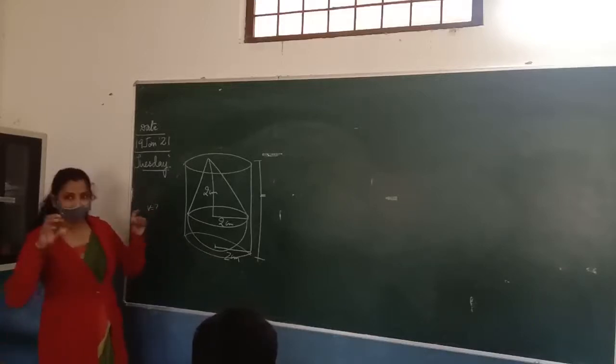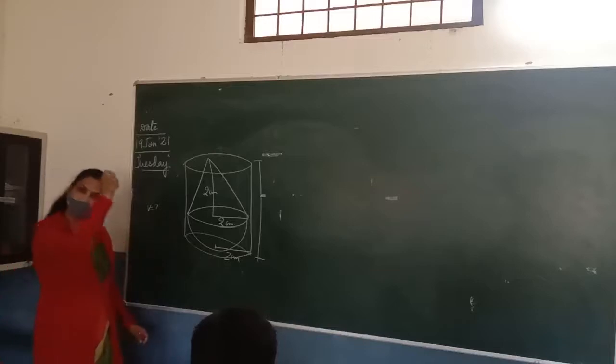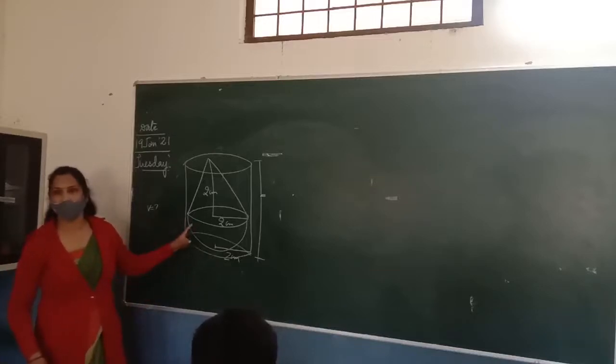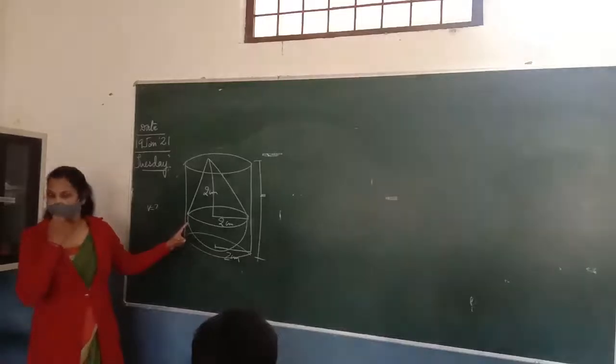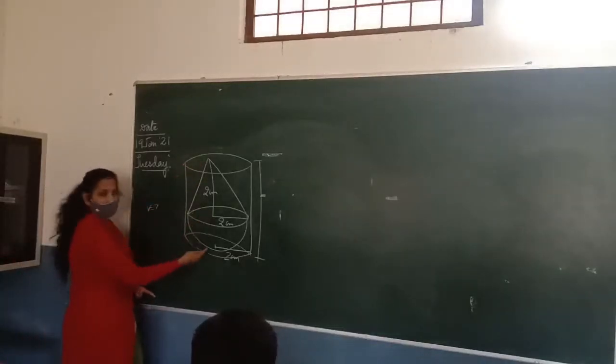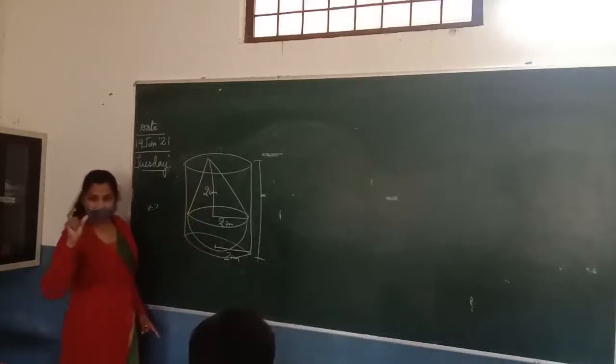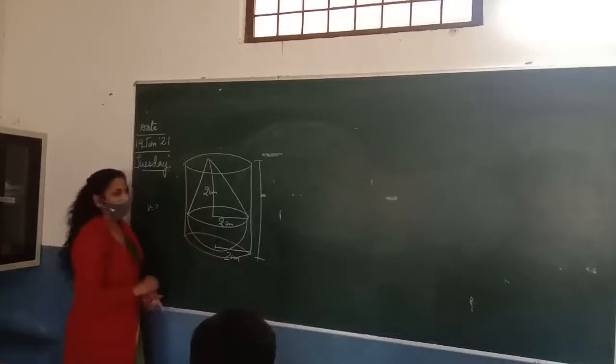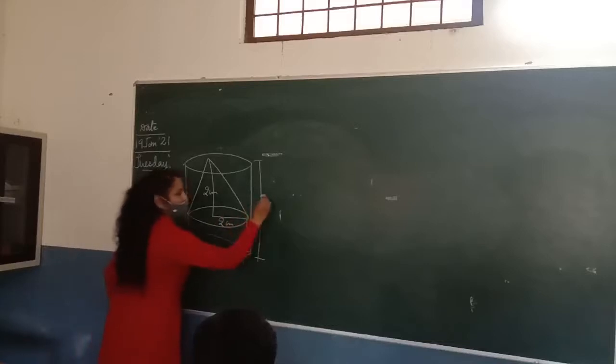Don't try only to copy down, first understand. I will give you time to copy. The height of the cylindrical portion is the height of the cone plus the height of the hemisphere, and the hemisphere always has height equal to the radius. So the height of this cylinder is 4 centimeter.